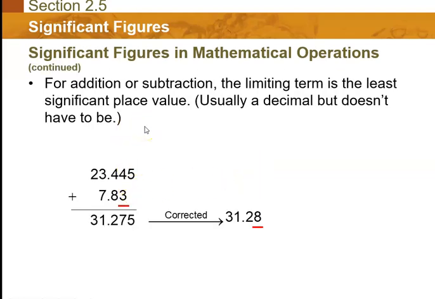When you're adding or subtracting, the rule is a little bit different. It's the least significant place value. Now normally it's a decimal place, but it doesn't have to be. It could be, for instance, if you have 15 plus 10, but there's no decimal at the end of the 10. That 10, if it's not an exact number, only goes to the tens place. You don't know what the ones place is. It could be anywhere from 8 to 12, somewhere in there. We don't know. So we can't report 15 plus 10 as 25. We would have to report it as 30, because the last significant digit did not have a decimal on there.